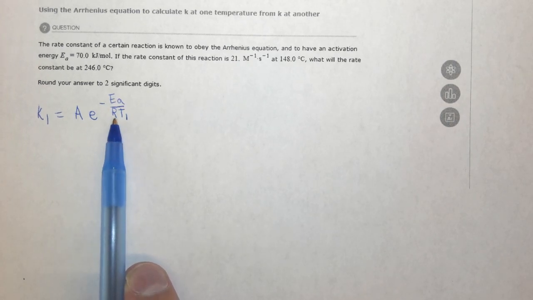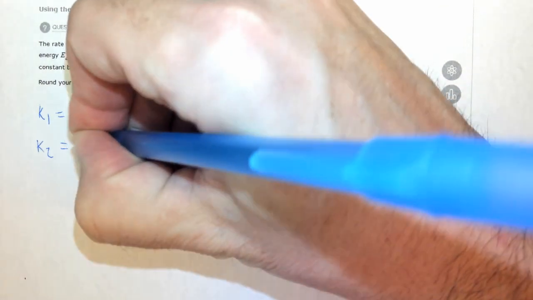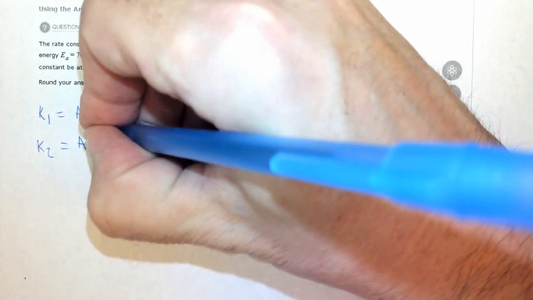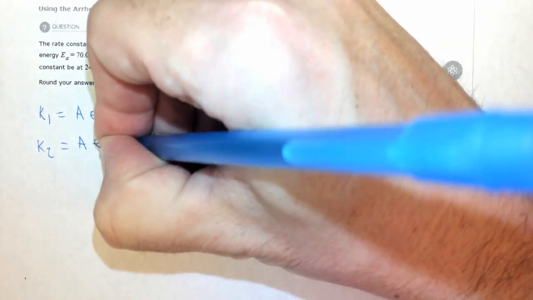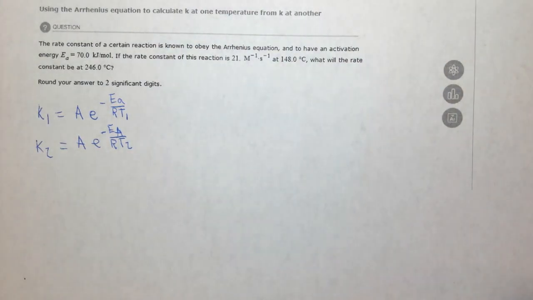So the next thing we need to do is write it for the second reaction. K2 equals A, e to the negative Ea over RT2. So that's basically what we need to do.